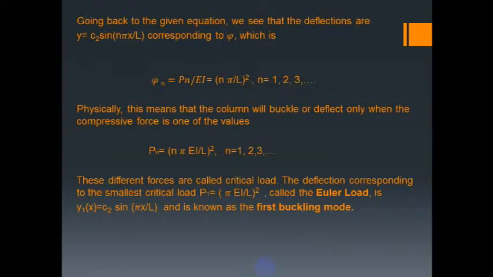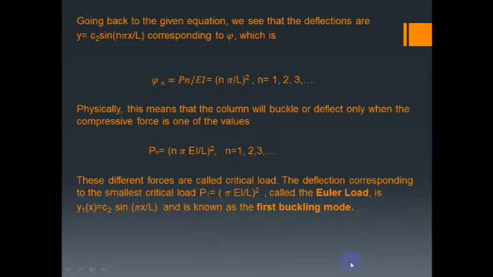Going back to the given equation, we see that the deflections are y equals c2 sine n pi x over L corresponding to phi n, which is Pn over EI equal to the quantity n pi over L raised to the power of 2, where n is an integer. Physically, this means that the column will buckle or deflect only when the compressive force is one of the values Pn equal to the quantity n pi over L raised to the power of 2 times EI, where n is an integer. These different forces are called critical loads.